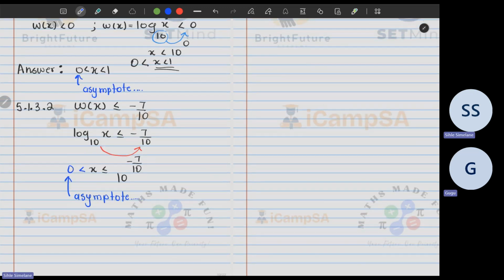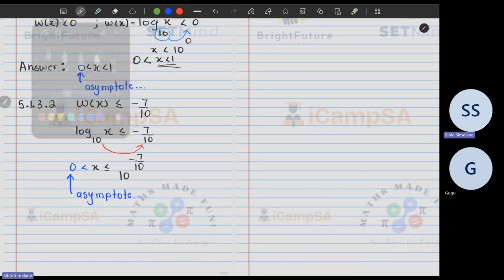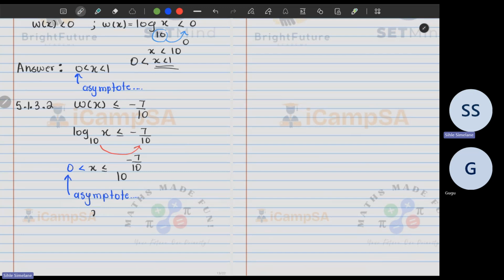So that becomes the x value which we have. You can try and simplify it if you want. What do we get? We get x is less than or equal to what? When you punch your calculator, 10 to the power of negative 7 over 10.